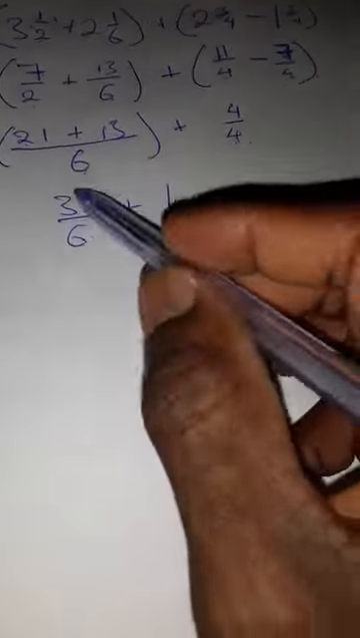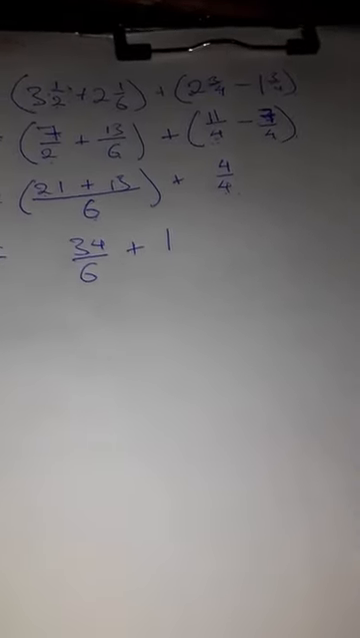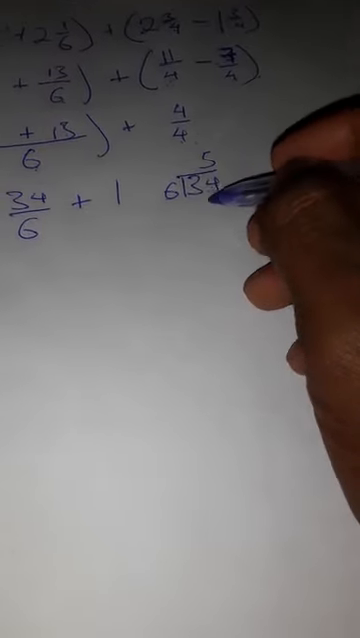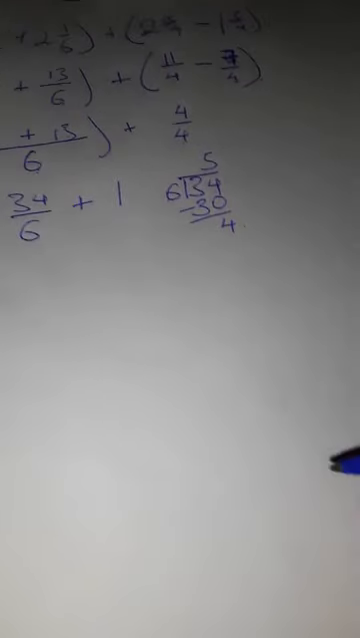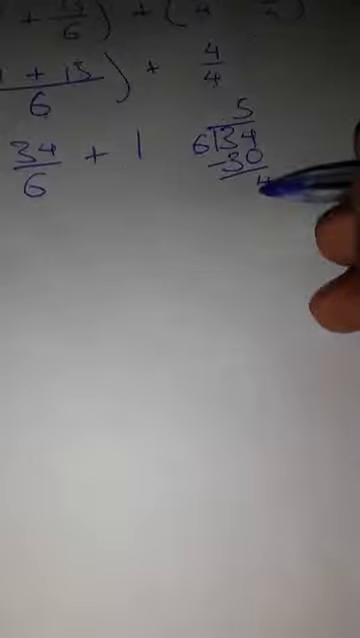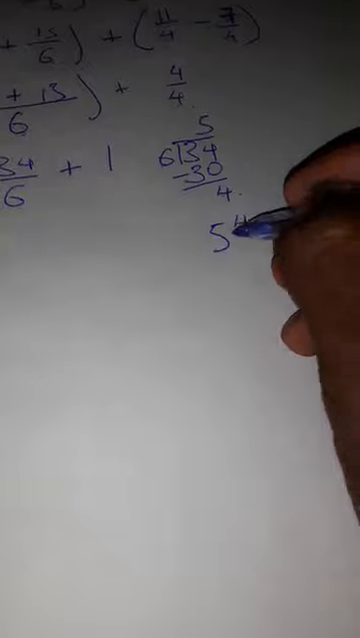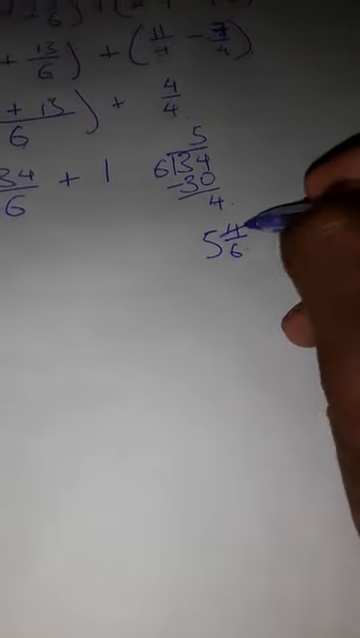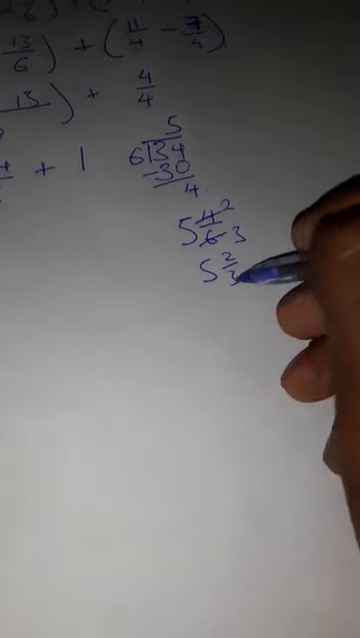This 34 out of 6, let's change it into a mixed fraction. So we're going to divide 34 by 6. 6 into 34, 5 times. 5 times 6 gives you 30. You subtract, you have 4. So our mixed fraction there is going to be 5 whole number, remainder 4 out of 6, and then we simplify it: divide by 2 twice, 3 thrice. So we have 5 and 2 out of 3.